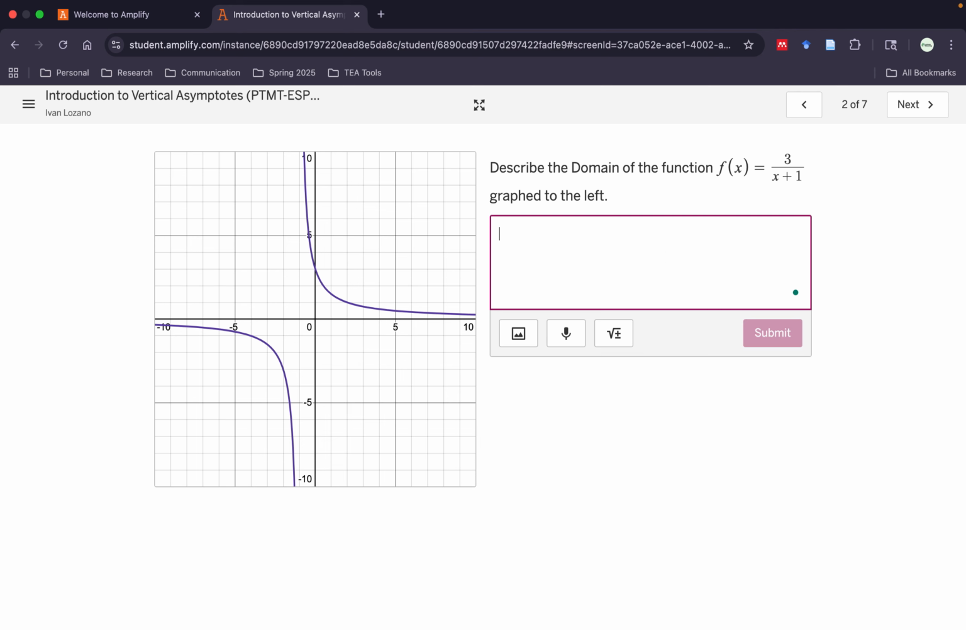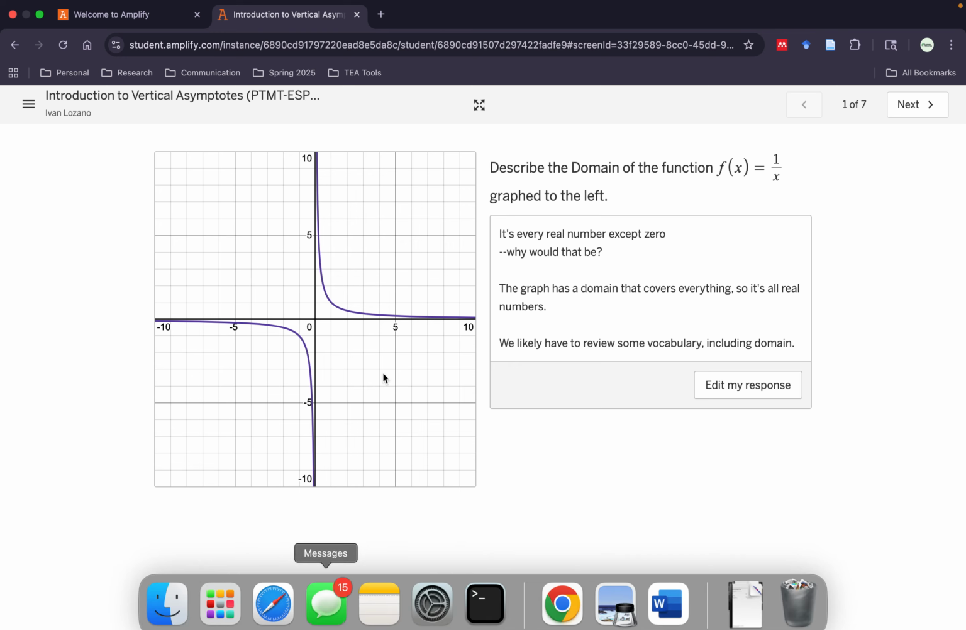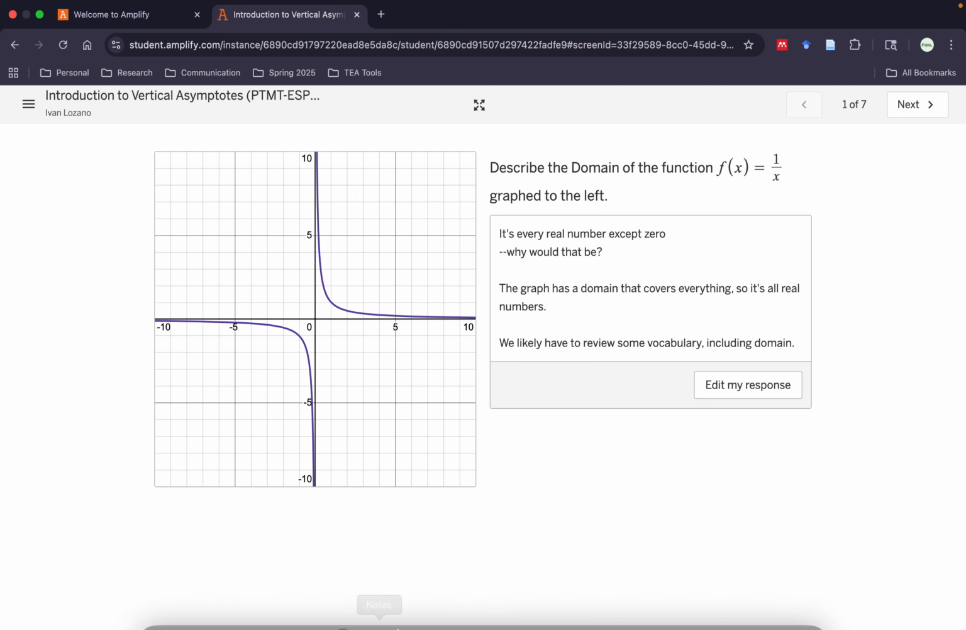I feel like a lot of students will notice the pattern from the back and say, oh, it's every real number except -1. They might say 1 if they don't pay attention to the negatives. Some students will also say the graph does a weird thing here. The graph goes up in different directions, so that's not part of the domain. You don't get a real value out of that.